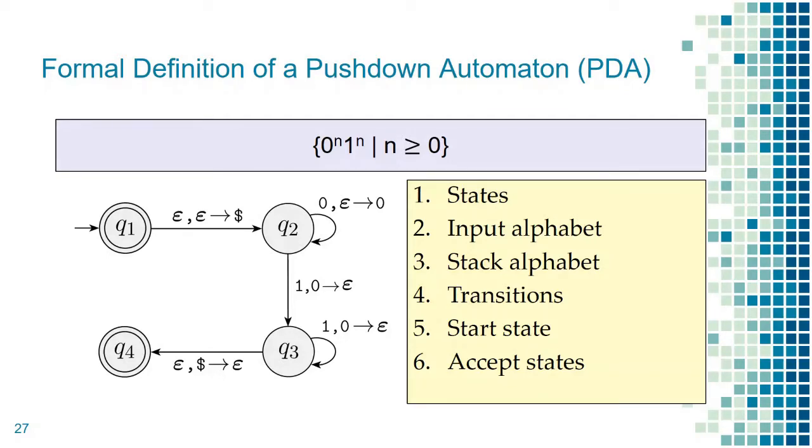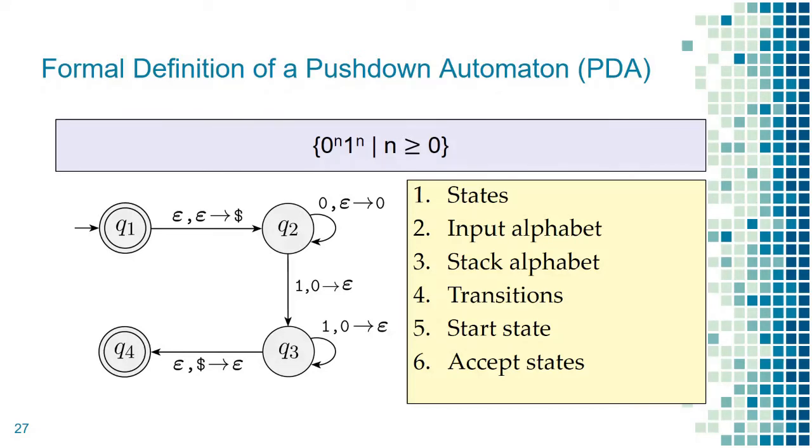So, how would we formally define our pushdown automata? Looks very, very similar to an NFA or DFA. What's the difference between NFA and DFA and this pushdown automata? It has a stack alphabet. It does, and the transitions are different. Okay?